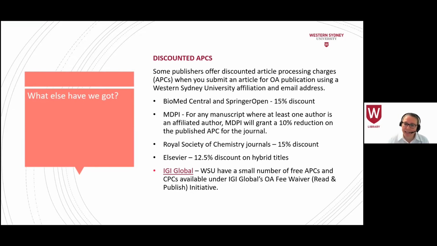Okay, what else have I got? Discounted APCs. So some publishers are currently offering discounted article processing charges when you submit an article for open access publication using a Western Sydney email address. So BioMed Central and SpringerOpen are offering a 15% discount. Elsevier's got a 12.5% discount, and MDPI, probably the other relevant one for you guys, has a 10% discount. And for anybody that's looked at the fees that are involved for an individual APC, a 10% discount can make a fair amount of difference. It's pretty big dollars we're looking at here.